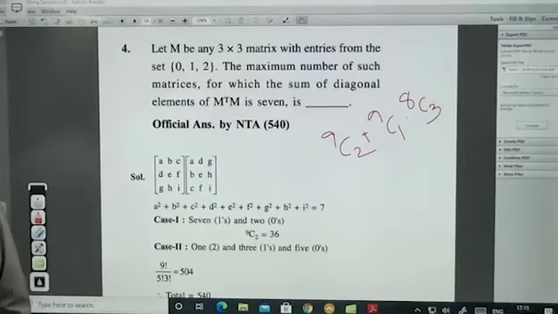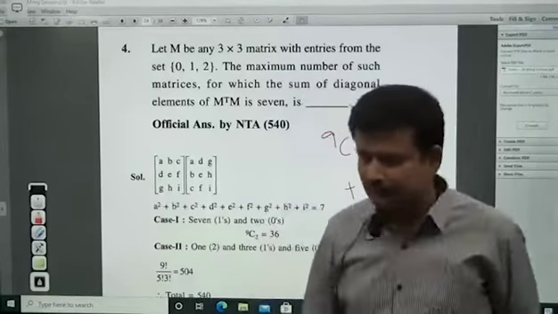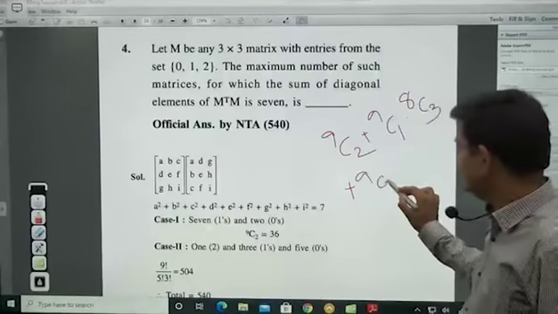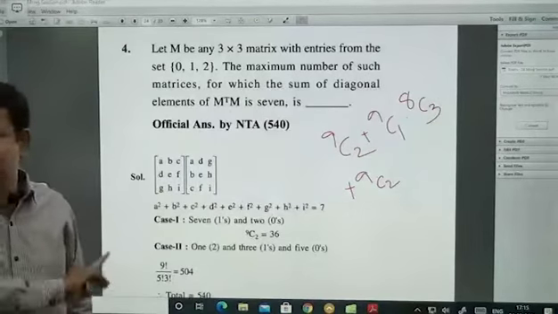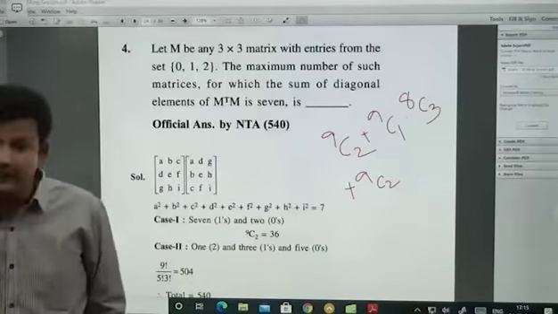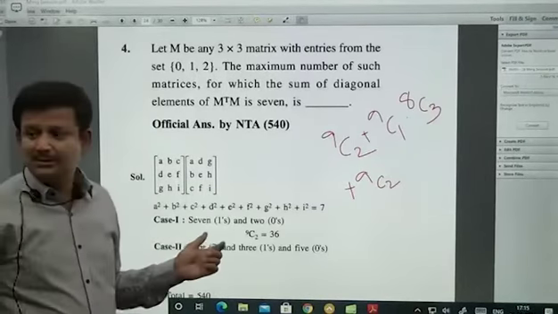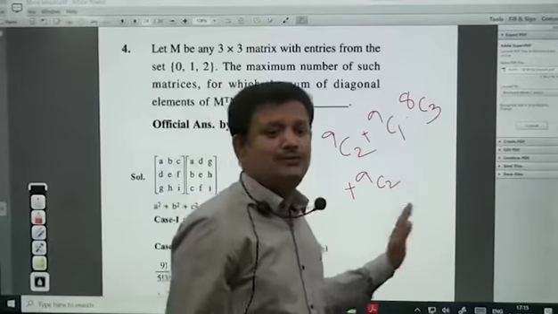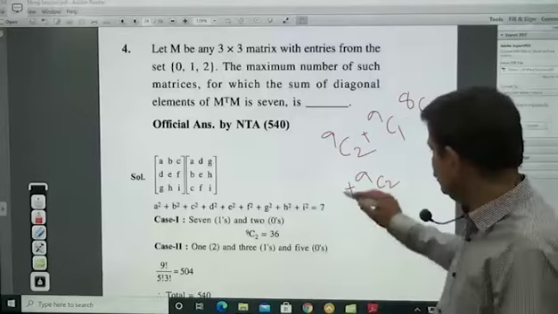8C3 ways. Or you may have exactly two 2s. Which 2? You select them. 9C2 ways you can select 2 of the numbers to be 2s, either A or C or F or whatever. So once they are 2s, their sum of squares is 4 plus 4, 8. Can the remaining sum of squares be 9? No. So this case is ruled out.